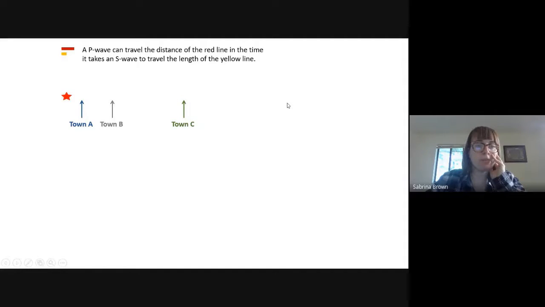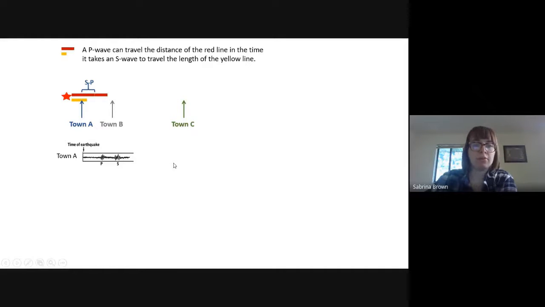So our earthquake happens, and then we have waves traveling away from our earthquake. P waves are traveling faster than S waves. So here at time 1, sorry, I'll go back 1. Our P wave has traveled this far, and the amount of time our S wave has traveled this far. Our P wave arrives at town A, and then our S wave arrives at town A later, right? So here's our P wave arrival, and then our S wave arrival.